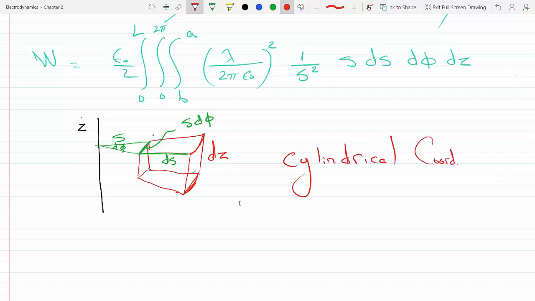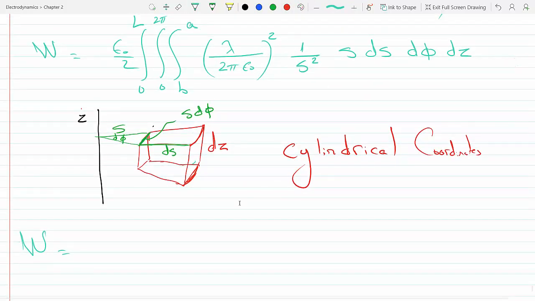Cylindrical coordinates. Okay, so if we integrate, this is a straightforward integral. This will be epsilon over 2. This whole thing is a constant. It just comes out: lambda squared over 4 pi squared epsilon squared.